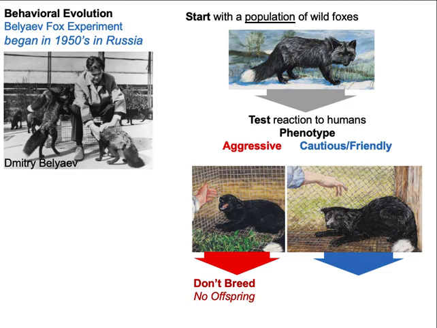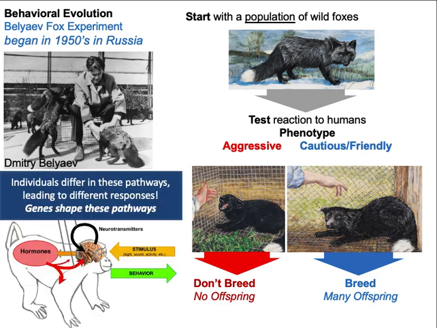Whereas they bred the cautious or friendly foxes, which positively influenced their evolutionary fitness. And so the cautious and friendly foxes were able to pass on their genes to offspring. And so within the initial population of wild foxes, in this case, there was normal variation in the pathways associated with these different responses. And the variation in those pathways are shaped by genes.